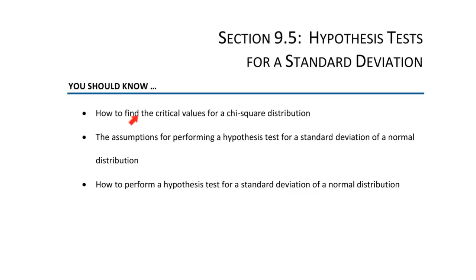In this section, you learned how to find the critical values for a chi-square distribution and the assumptions for performing the hypothesis test for a standard deviation of a normal distribution. The assumption is we must have a simple random sample from a normal population. Also, you learned how to perform a hypothesis test for a standard deviation using the critical value method and Table A4. You learned how to perform the hypothesis test for population mean, population proportion and population standard deviation. In the next section, you will learn how to determine which method to use when performing a hypothesis test.